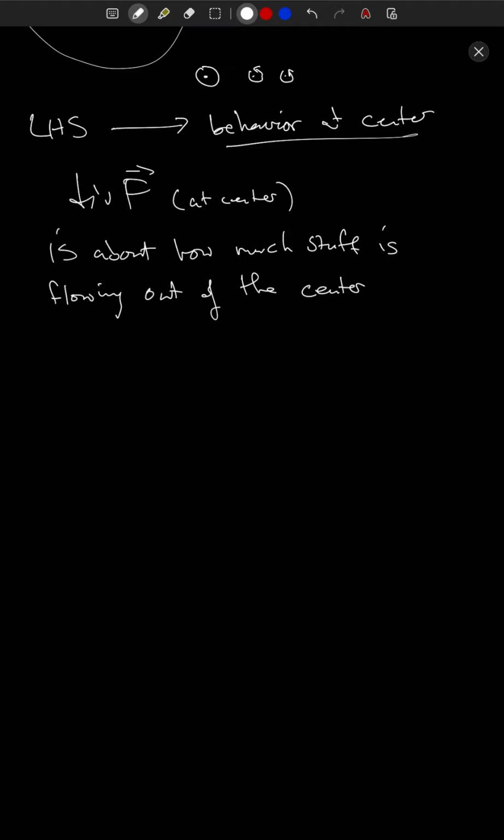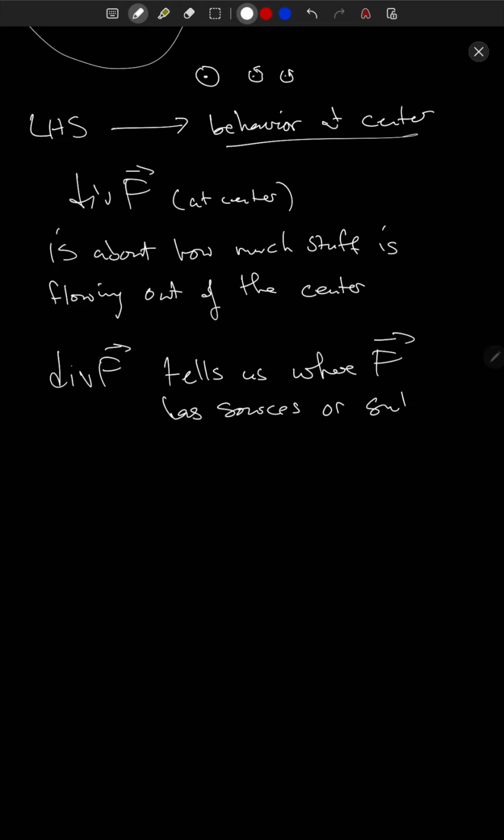So in a way, it's telling me whether my point is a source or a sink. Divergence of f at a particular point tells us where f has sources or sinks.